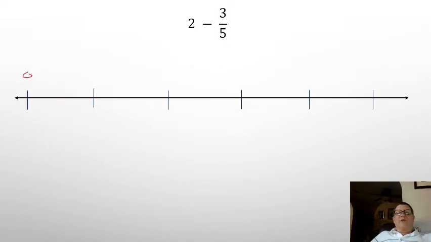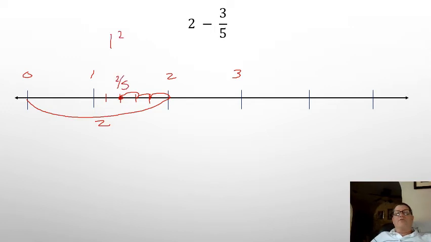Okay, our next number line, 0, 1, 2, 3. And it says we have 2. That's 2. And I'm going to subtract 3/5. So I'm going to take this whole, split into fifths. 1, 2, 3, 4, and 5. It says I'm subtracting 3. So 1, 2, 3/5. Now I can see that this is 2/5. So it'll be 1 and 2/5.